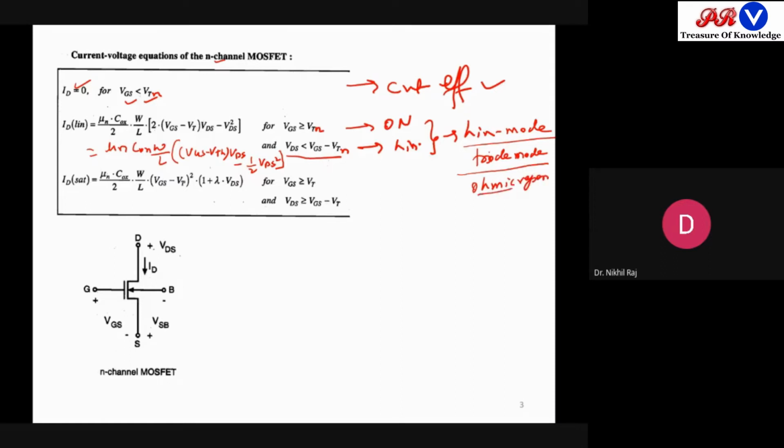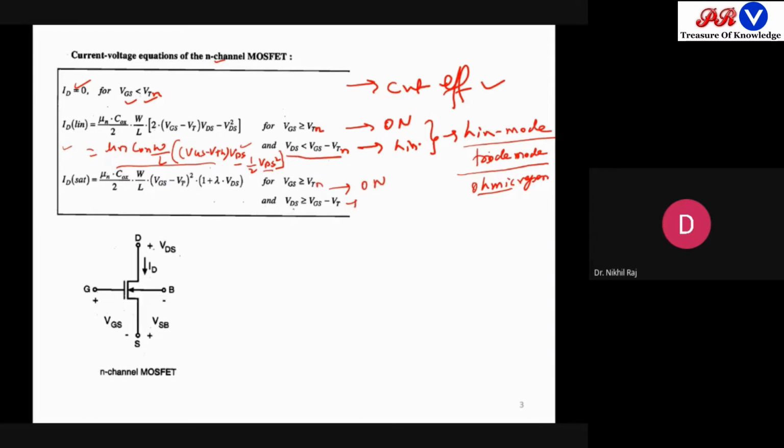Ohmic region means where Ohm's law is obeyed. And why Ohm's law? Because when VDS is very small, ID by VDS will give me a finite value, and V by I is nothing but your resistance. In the third condition, again VGS is greater than or equal to VTN, so it is in the on condition.